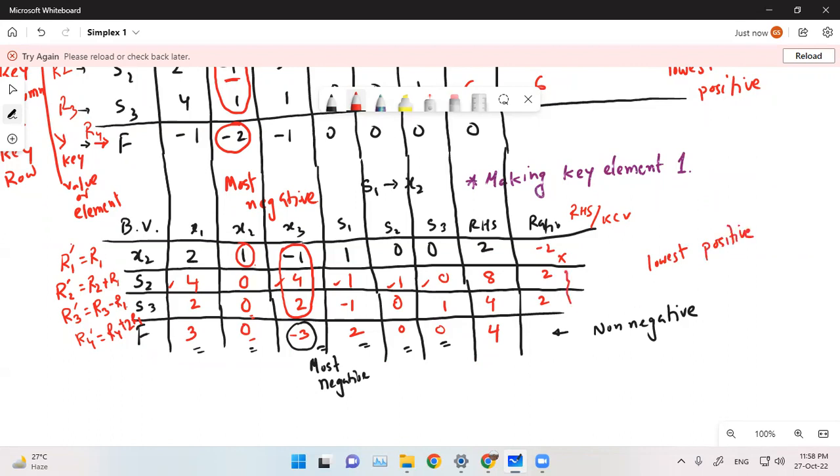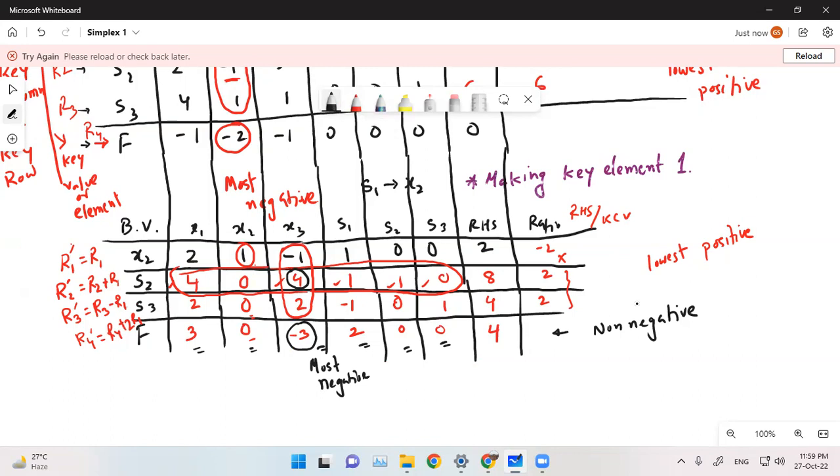So now you have a tie. Both of them are actually 2. So in this case, it's up to you. You can take any one of them. So we're taking the first one arbitrarily. You can go for any one. So this gives us the key value, which is 4.